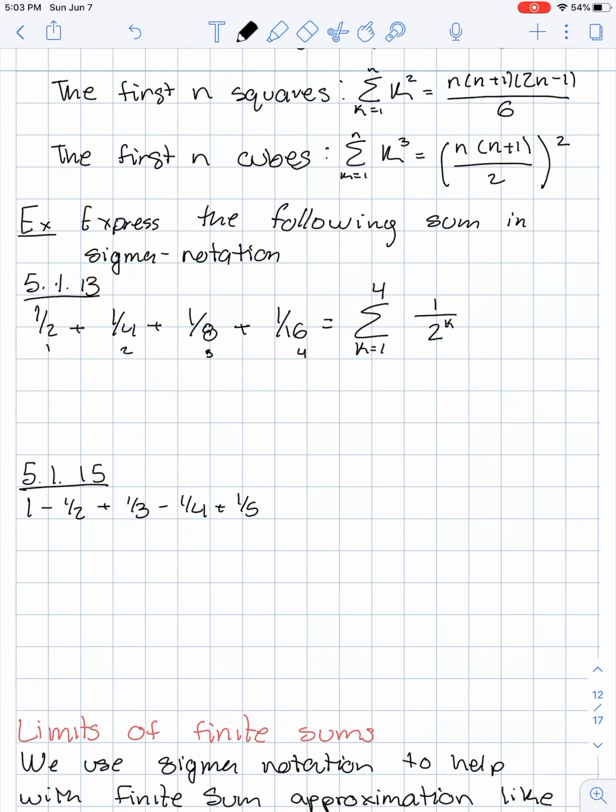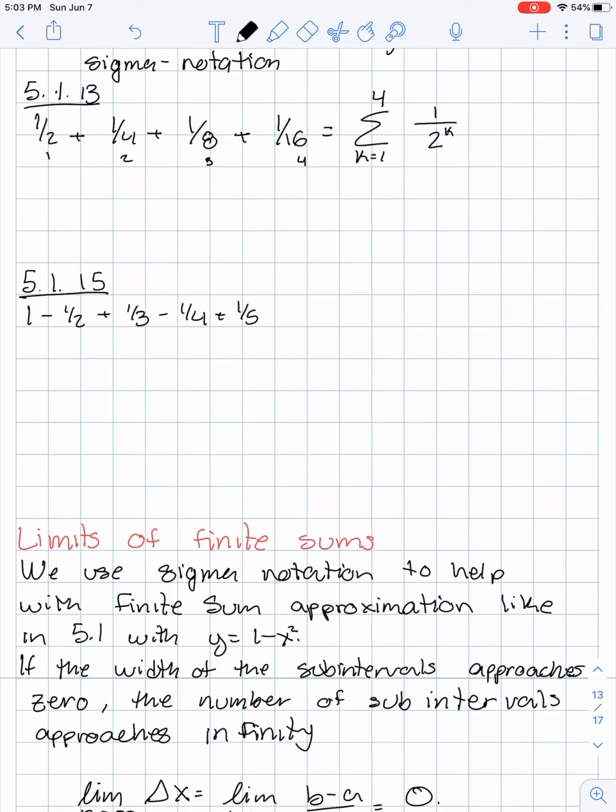All right, pretty cool. So for the next one, now we have 2 things that we need to work on. Making each term, and then making every other term negative, starting with the first one being positive. So let's make this one i equals 0.